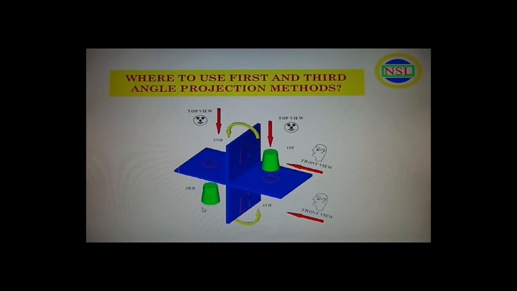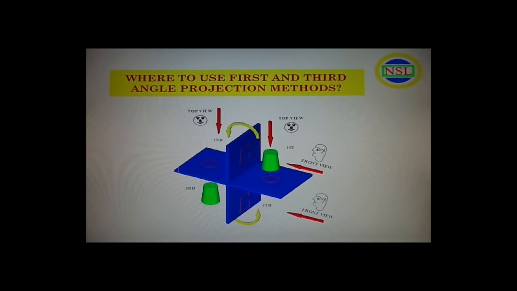As first of all, we start from the first quadrant, then only second, third and fourth quadrants come. No guidelines can be given to decide whether preferences should be given to first angle or third angle method of projection, simply because the information conveyed by either of the methods is the same. Both the methods are in use.